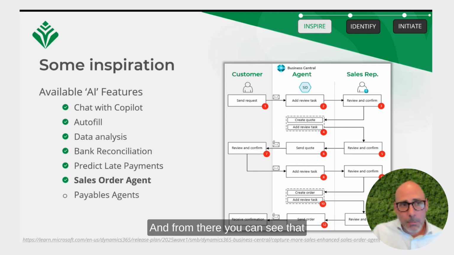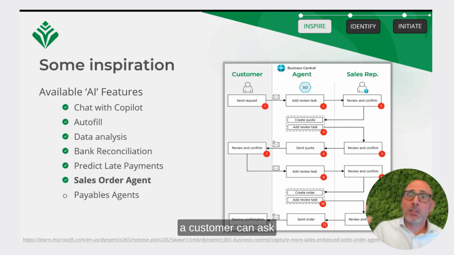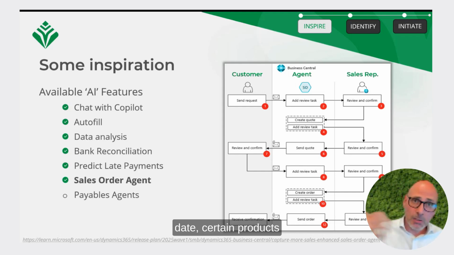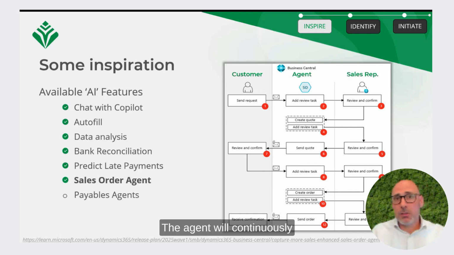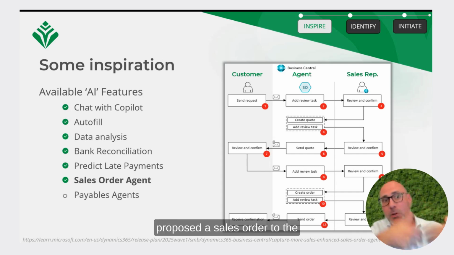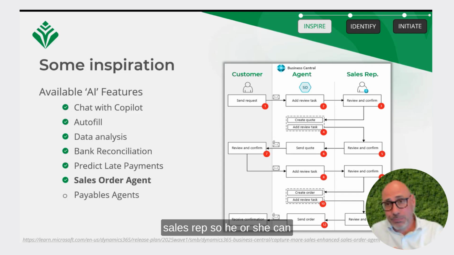And from there, you can see that in a process flow like this, a customer can ask for certain products to order. It asks for a certain shipment date, certain products, quantities, and so on. The agent will continuously monitor a mailbox, interpret those emails like, hey, this is an order, or hey, this is a quote, which is requested by the customer. And it already digests all of that and proposes a sales order to the sales rep, so he or she can check and validate that.